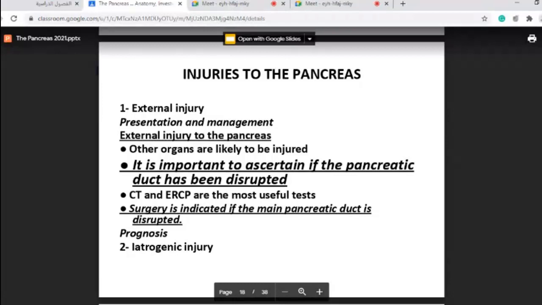The most important thing in cases of injury to the pancreas is to ascertain if the pancreatic duct has been disrupted. The major problem of pancreatic injury is pancreatic duct disruption. And this can be diagnosed by CT scan or ERCP, endoscopic retrograde cholangiopancreatography, the most useful test to diagnose any pancreatic duct disruption. Surgery definitely is indicated if the main duct is disrupted. And this is very important.